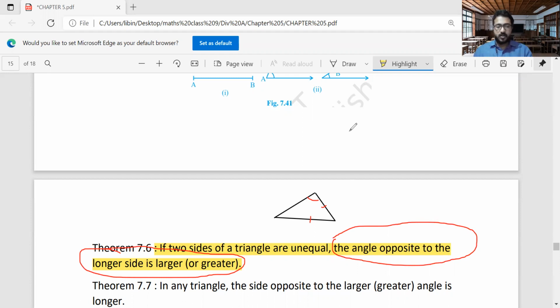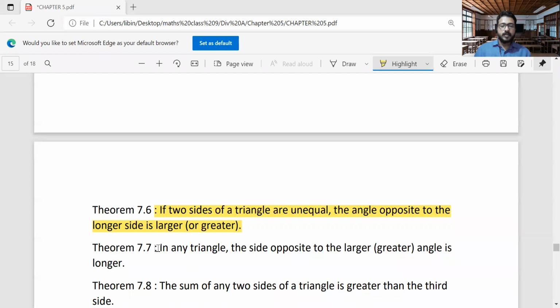Similarly, this is the converse of theorem 7.6. In the same manner, in any triangle, the side which is opposite to the larger angle is also longer. This is the converse of theorem 7.6.